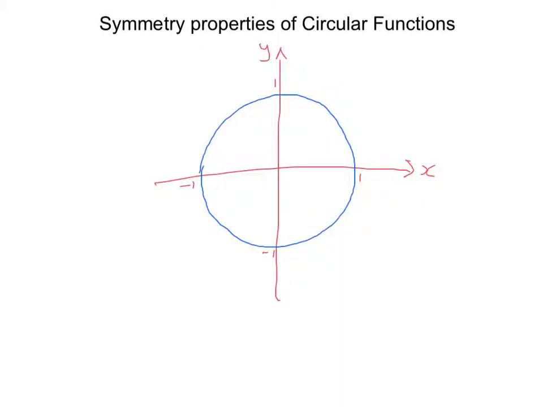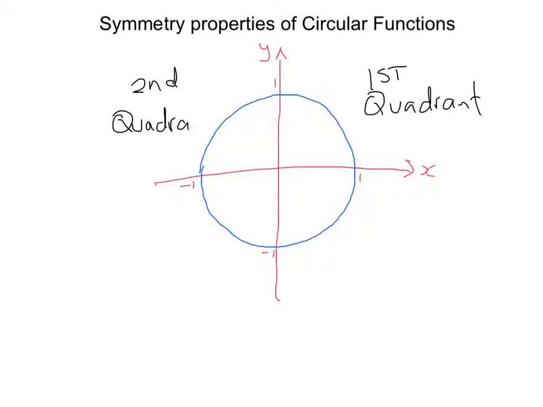Hi, we're going to be looking at some of the properties, the symmetry properties of circular functions. Firstly, we need to go around and name the quadrants. Here in the positive direction of y and the positive direction of x is the first quadrant. Then we go anti-clockwise, so over here is the second quadrant. Keep going around, we have the third quadrant. And the fourth quadrant.